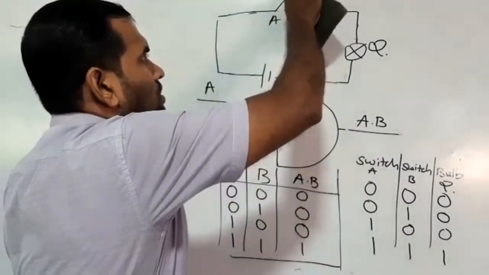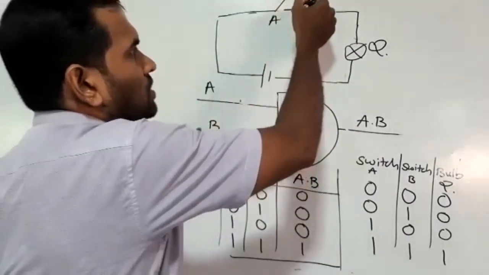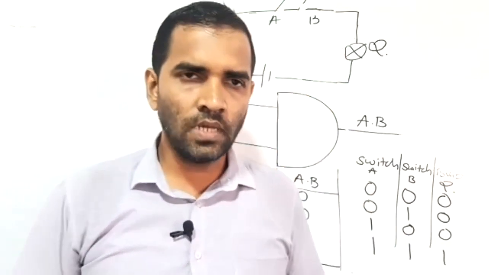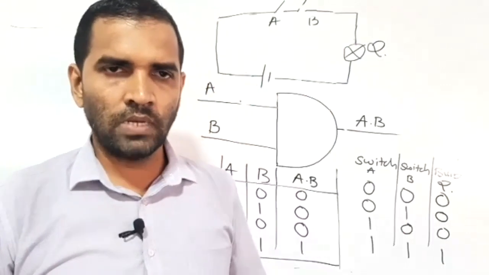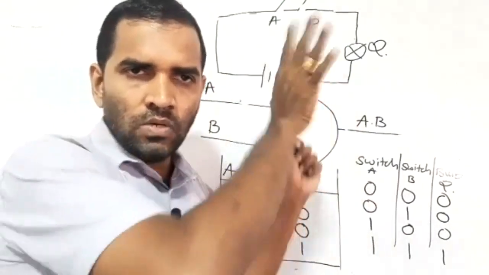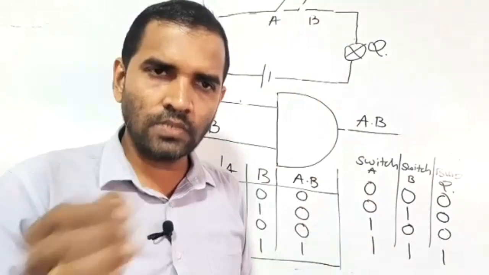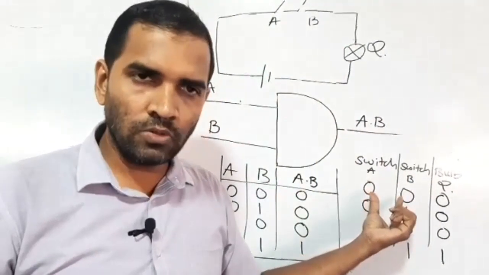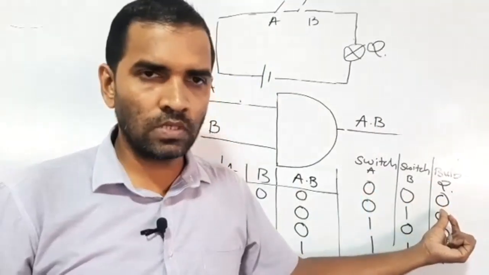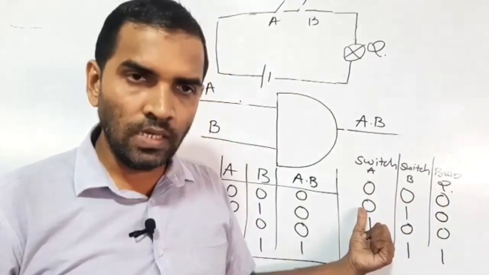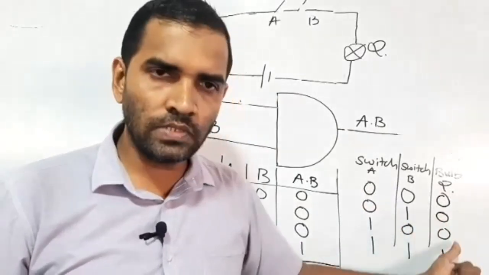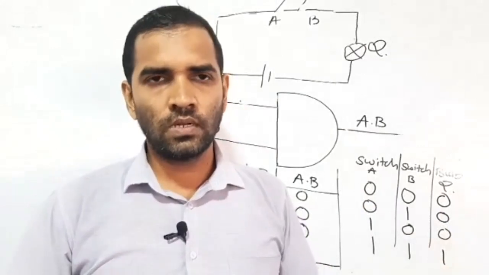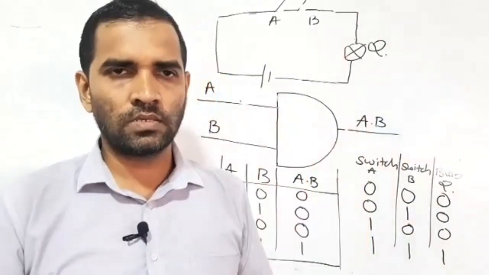So this is the electric circuit for the AND gate. This is only for understanding the function of the AND gate. But don't think that it is the AND gate. This is not the AND gate. Now you can understand: when both switches are off, the output is 0. When A is off, it is 0. When B is off, it is 0. Only when all the switches are on, the output is 1. This is similar to the AND gate.